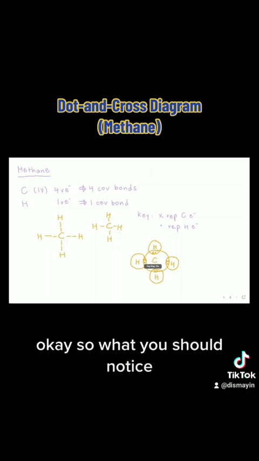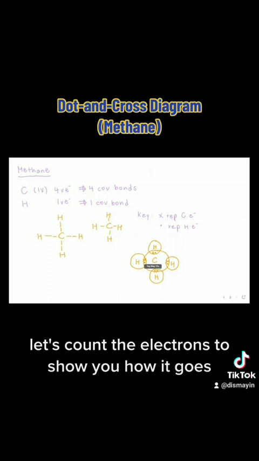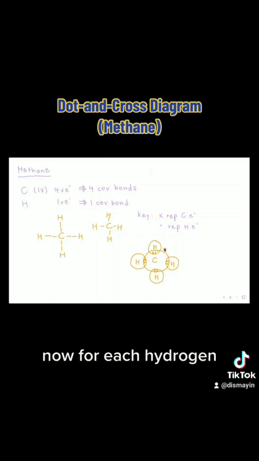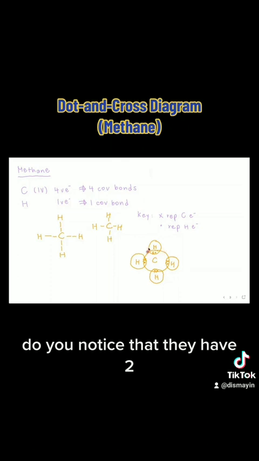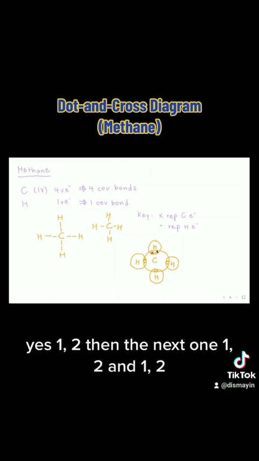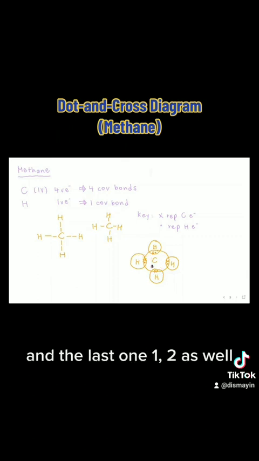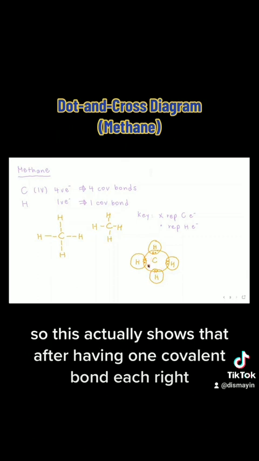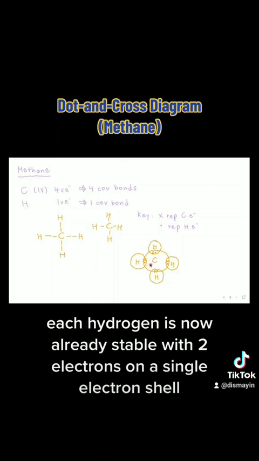So what you should notice, let's count the electrons to show you how it goes. For each hydrogen, do you notice that they have 2? 1, 2, then the next one, 1, 2, and 1, 2, and the last one, 1, 2 as well. So this shows that after having 1 covalent bond each, each hydrogen is now stable with 2 electrons on its single electron shell.